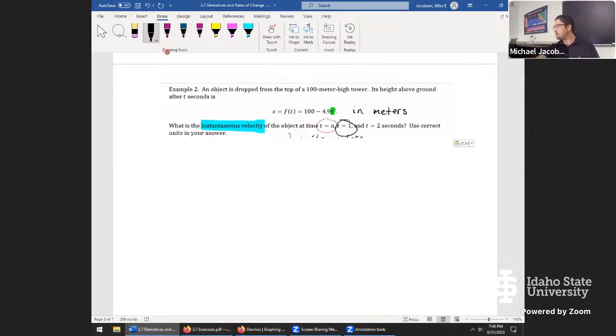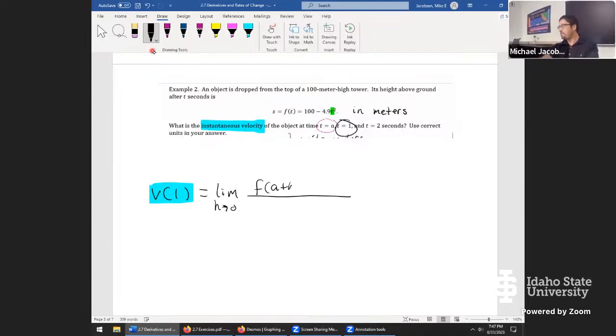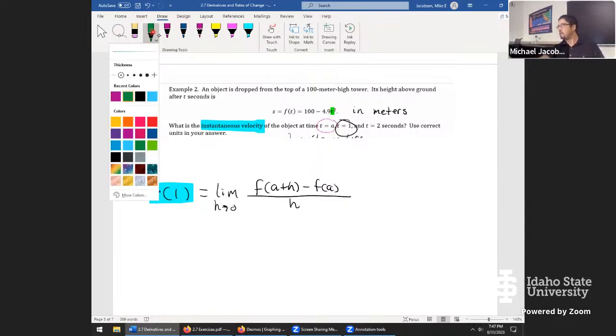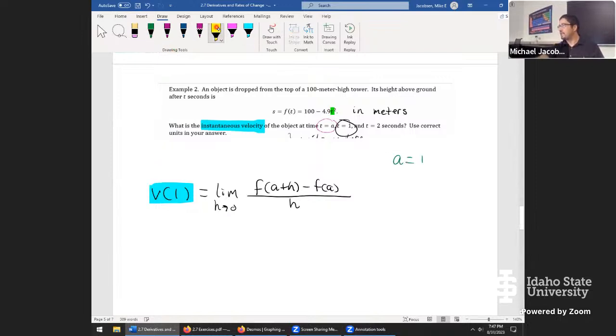So focusing at time 1, suppose we went directly for instantaneous velocity and calculated velocity at time 1. We'll still take the limit as h goes to 0. The function is still going to be f at a plus h minus f of a divided by h. And now at this stage, we are going to start plugging in values this time. When it says t is 1 right here, we're going to go and set a equal to 1 second. So that will make a replacement right here and right here all together.